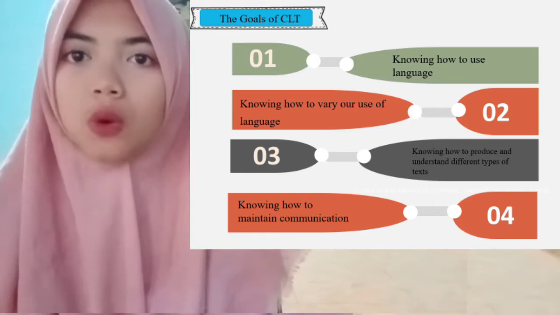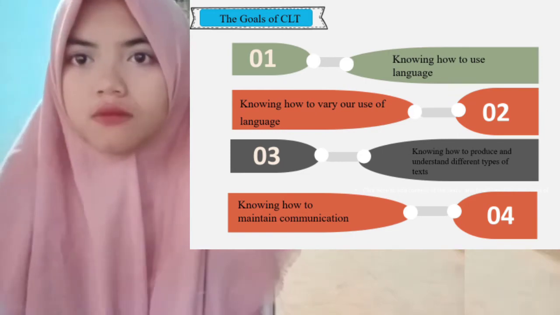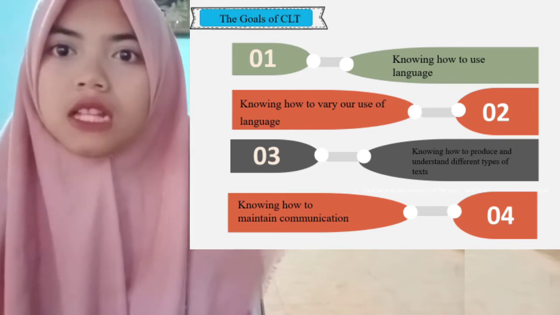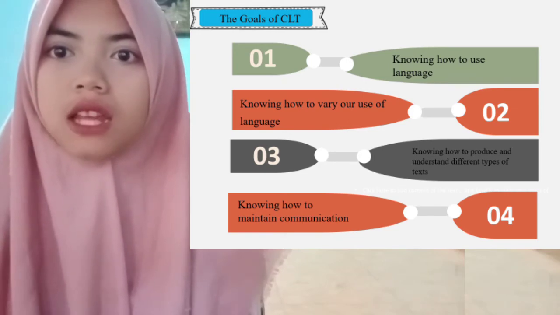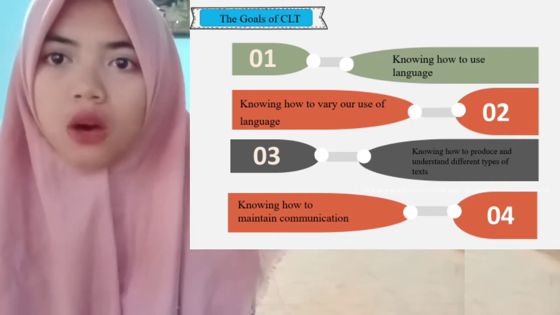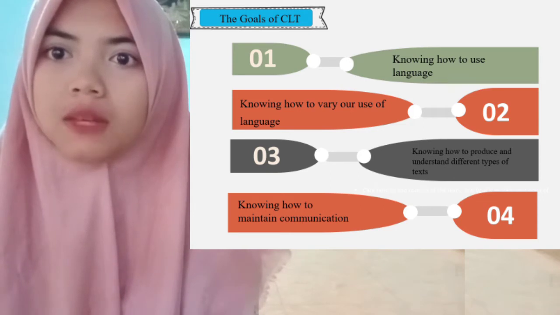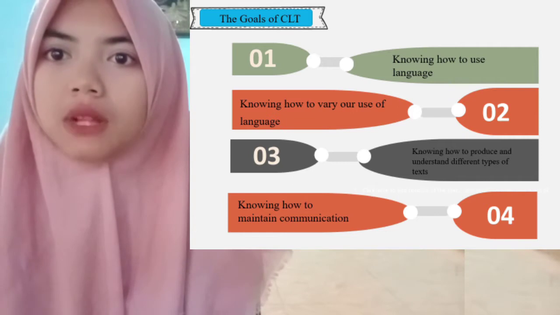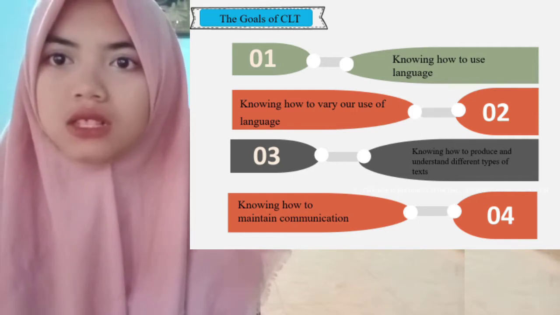For example, knowing when to use formal and informal speech. Third, knowing how to produce and understand different types of text, like narrative, report, and interview conversation. Fourth, knowing how to maintain communication despite having limitations in one's language knowledge. The example is through using different kinds of communication strategies.